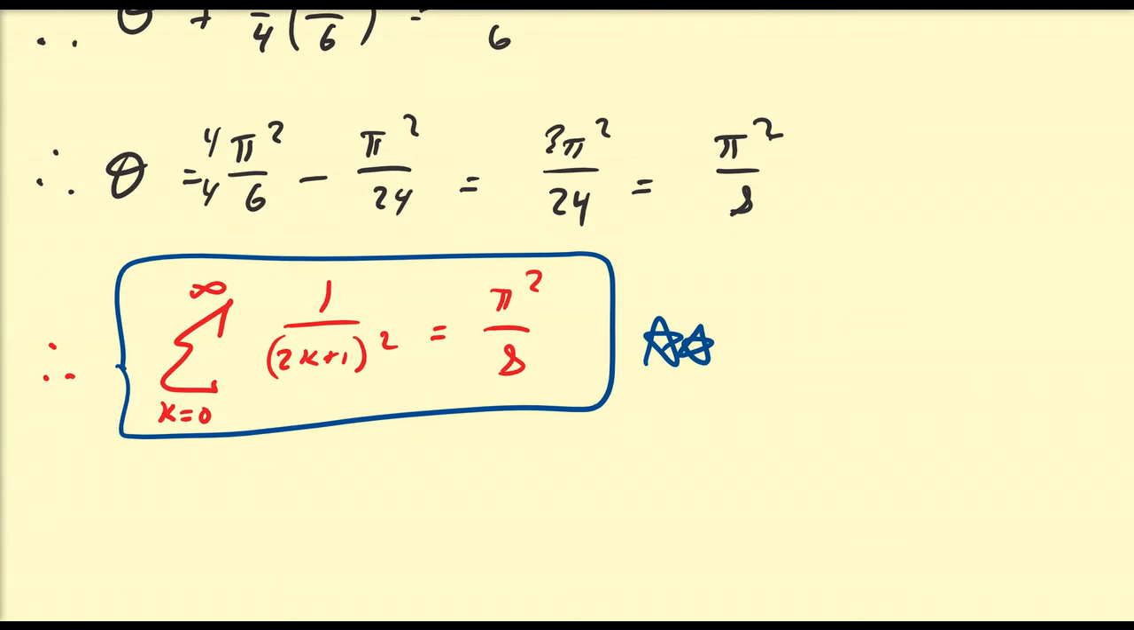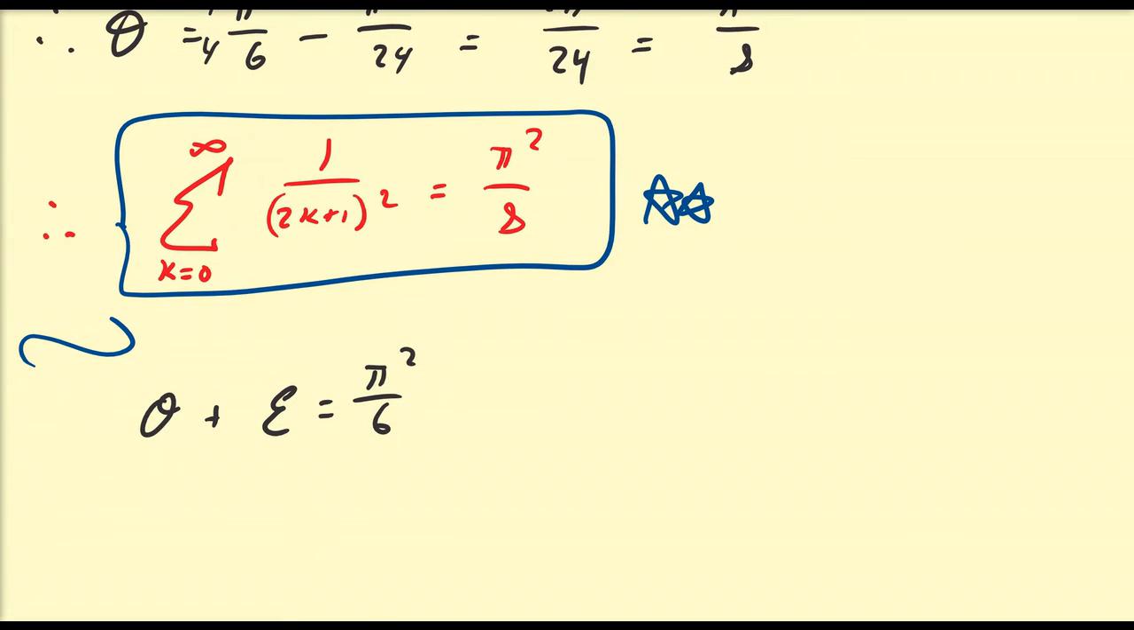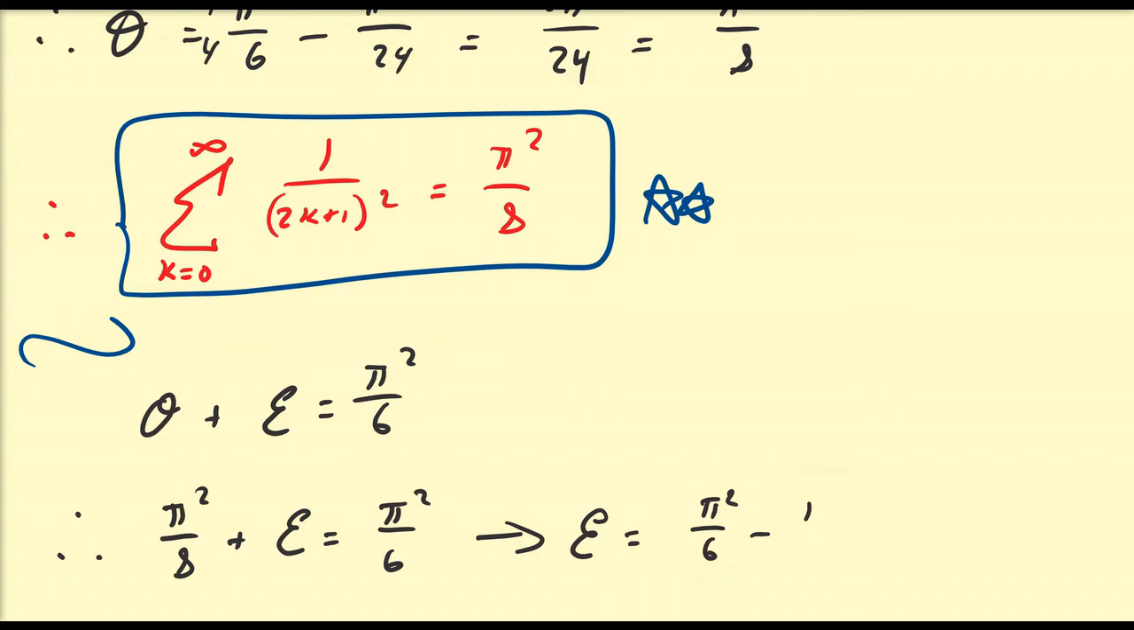So that is our first theorem. So what about my E series? Remember, O plus E was equal to pi squared over 6. So now I'm going to solve for E now that I know my value of O. That means pi squared over 8 plus E must be equal to pi squared over 6. So this implies that E must be equal to pi squared over 6 minus pi squared over 8.